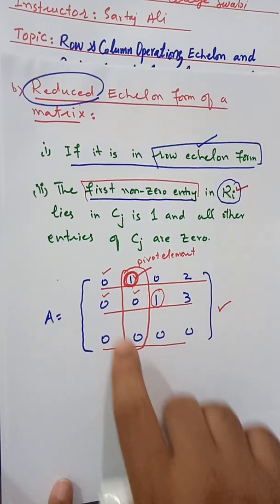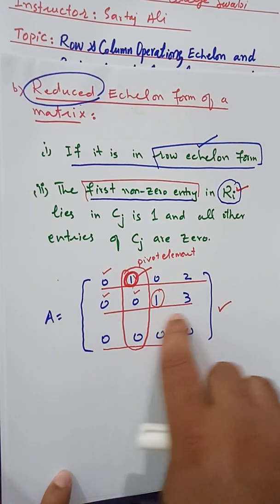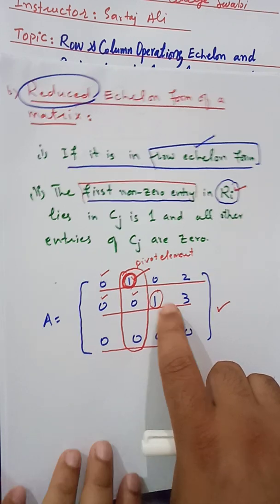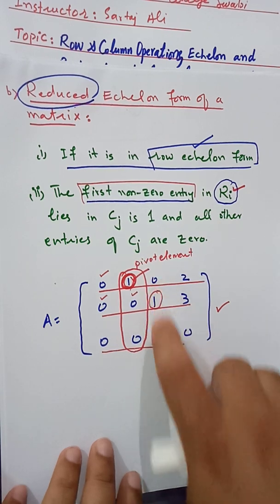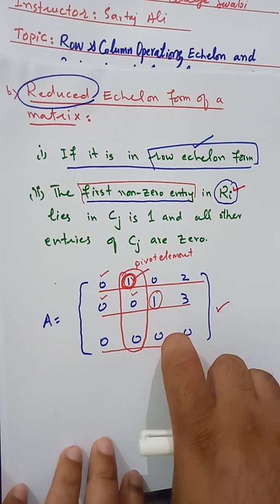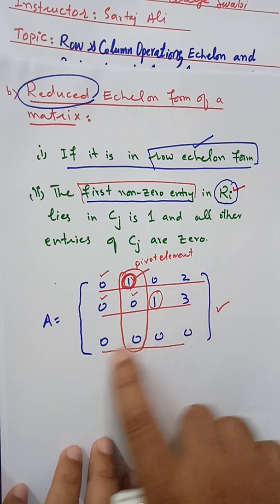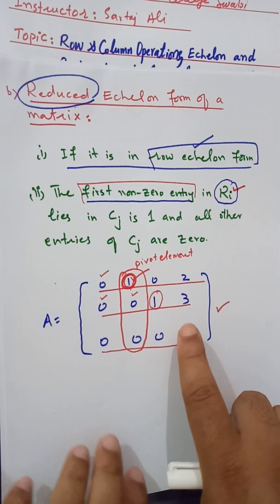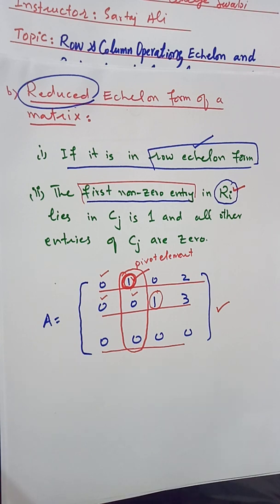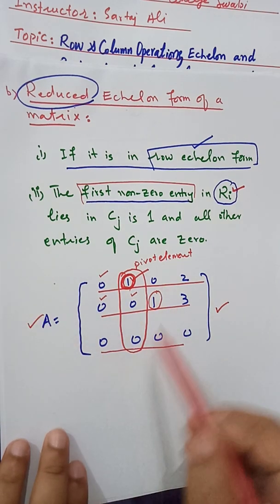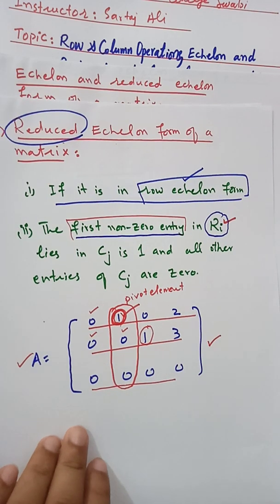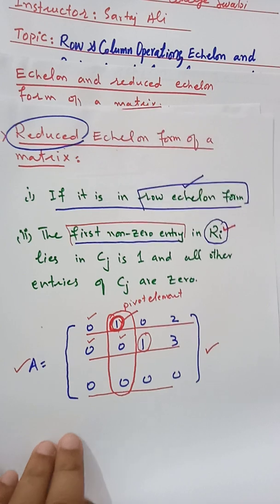So here are 0. Now moving towards the second non-zero row. In the second non-zero row, the first non-zero entry will also be 1, and the rest of the elements in that column must also be 0. This is also true here, and there is no other non-zero row. So condition 2 is also satisfied in this matrix. So this matrix is said to be in reduced echelon form, or you can say reduced row echelon form.